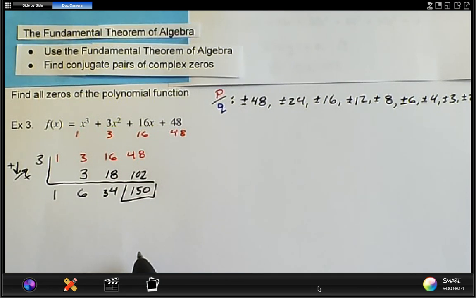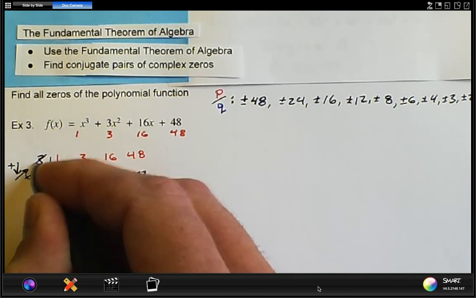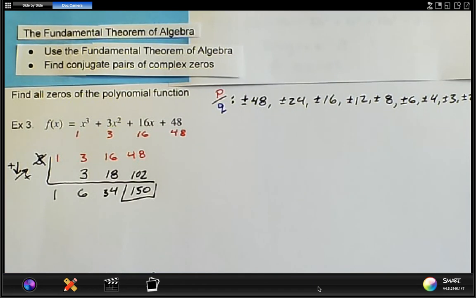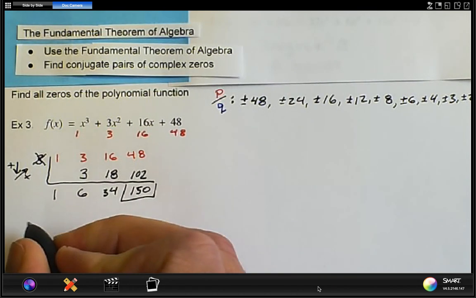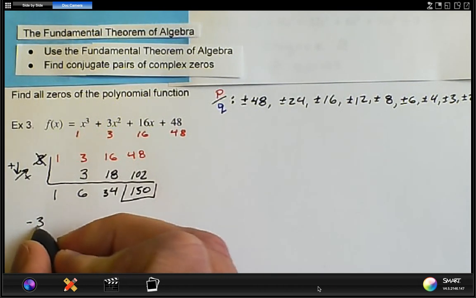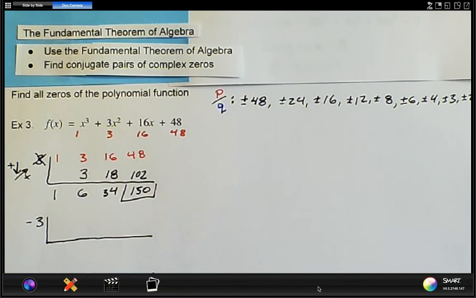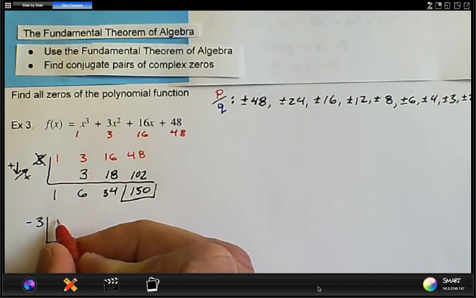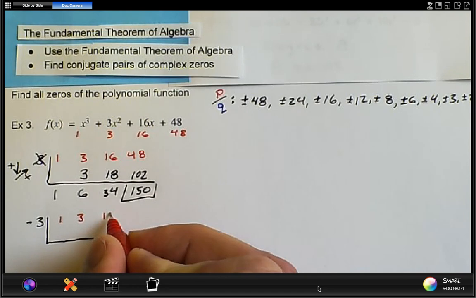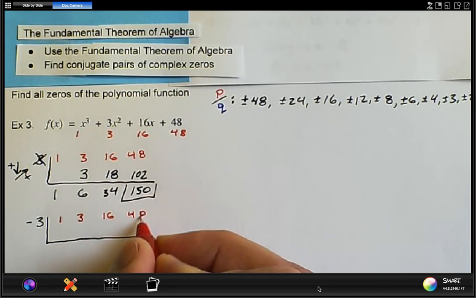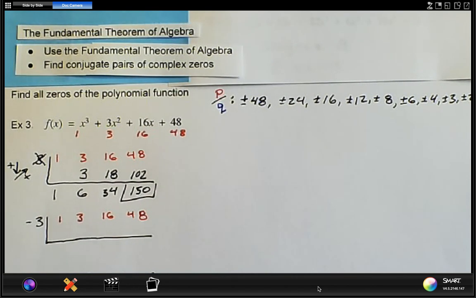So this means that positive 3 is not a 0. So we'll repeat the process. We'll try a different one. This time I'm going to try negative 3. Again, it's just trial and error. We can use a graph to help us out if we have that capability, but if not, we just have to go with what we can work with. Use the same coefficients. And then we're going to add down and multiply on the diagonal.